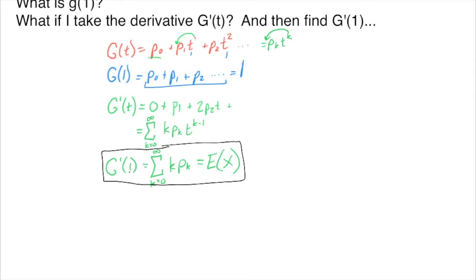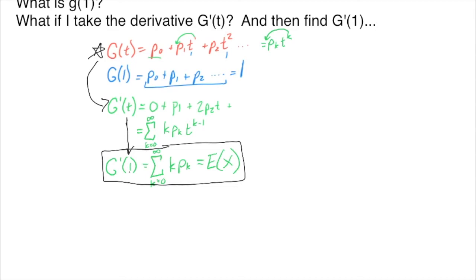And that's one of the things that you're going to be doing in your practice tonight: you'll start with a PGF, or you'll create a PGF, you'll take the derivative, and then you'll put 1 in for t, and that will give you a function that will give you the expected value based off of the probabilities. Pretty cool, huh?